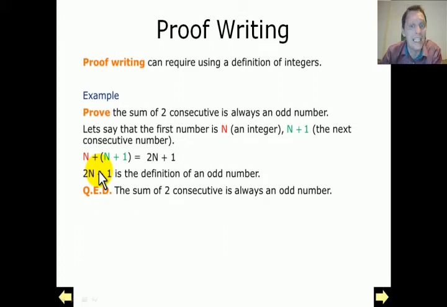So if I put this into a sum, because it's saying the sum of two consecutive numbers is always odd, if I add these two together, n plus n plus 1, that simplifies to 2n plus 1. Now 2n plus 1 is the definition of an odd number, in which case, QED, the sum of two consecutive numbers is always an odd number.